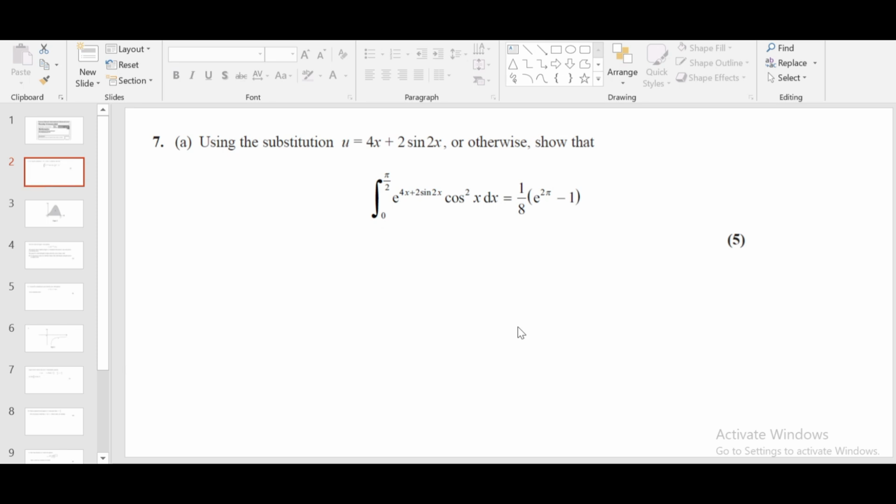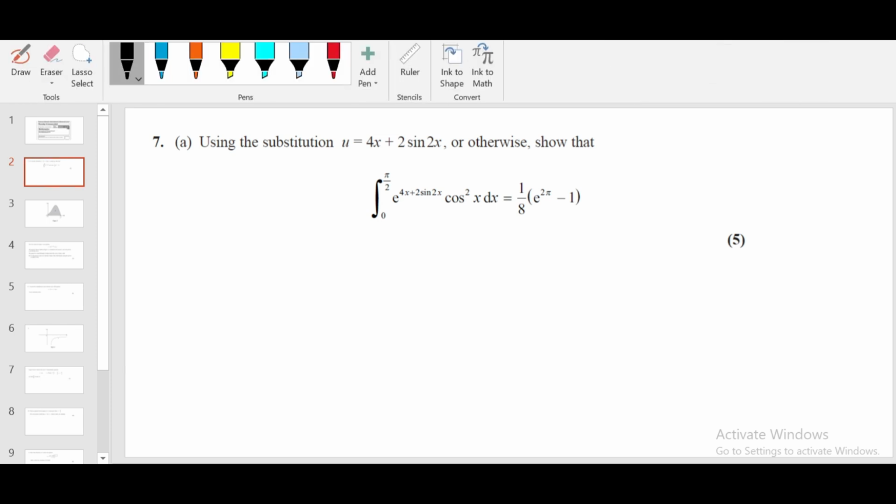This is clearly a substitution method. Sorry, I was about to say integration by parts because I did not see that clearly. When you have e power x and a cos trigonometric function, it's integration by parts. But here it's clearly a substitution method. They want you to substitute u equal to the power of e, or otherwise show that. Okay, let's go for the substitution method.